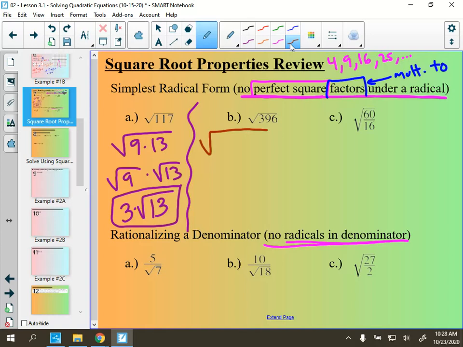So there's more perfect square factors in there. So I want to keep going. I want to see if I can find any bigger perfect square factors. So let's check. I'm going to go 396 divided by 16. No, it doesn't work. I know 25 is not going to go in there.